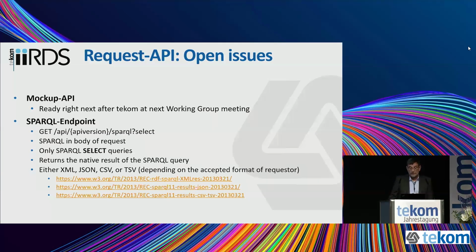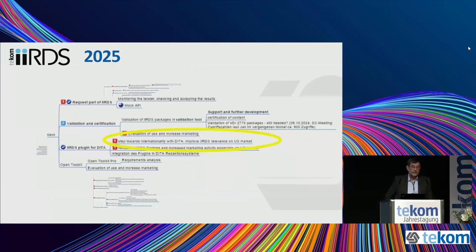And as Anne also said, for 2025 we think the tool support is now quite complete. We have tools for generating iiRDS packages, tools for transforming from DITA to iiRDS, a specification for the request API, and the validation tool. In 2025, our focus will be on doing some marketing and trying to help people get used to the tools and use them. We think this will be more valuable than just implementing another tool.